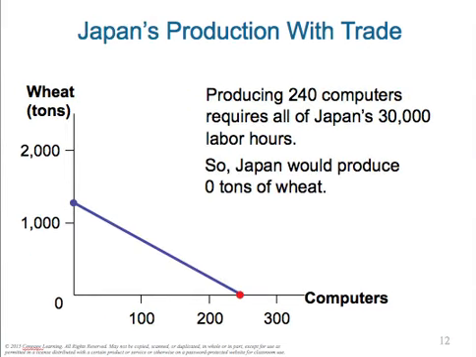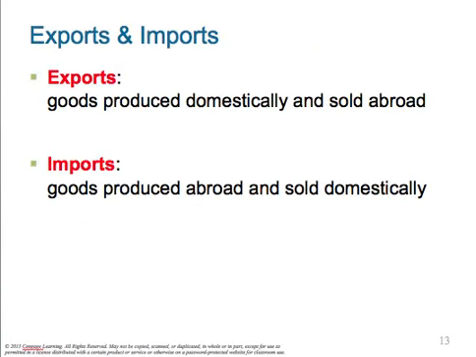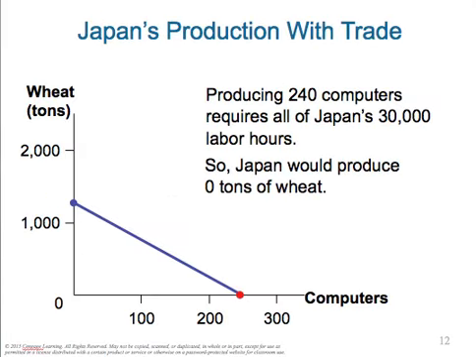Now, Japan with trade. Again, from the question, we know that they are producing 240 computers, which requires all of Japan's 30,000 labor hours. So Japan would produce 0 tons of wheat. The red dot, again, represents the combination of 240 computers and 0 tons of wheat. We'll assume this is the combination in trade that Japan produces.